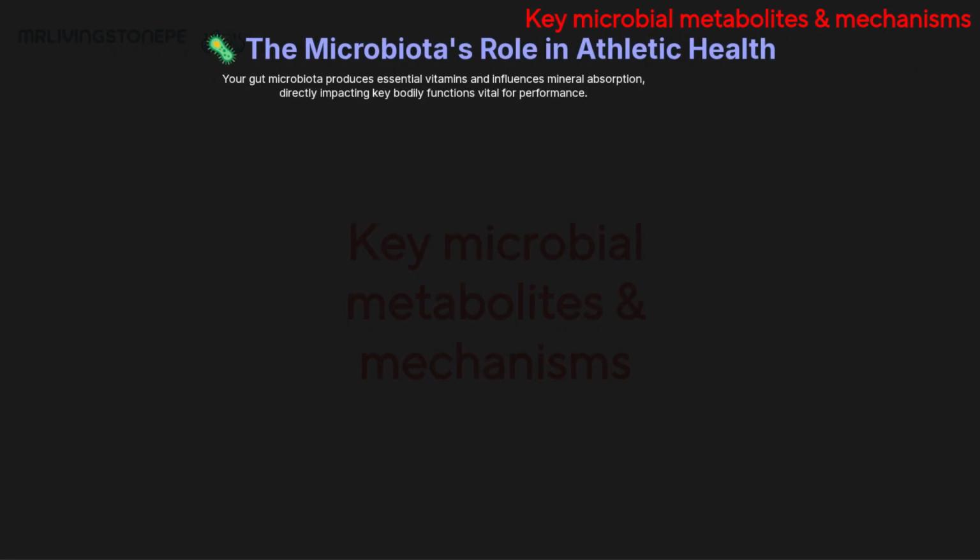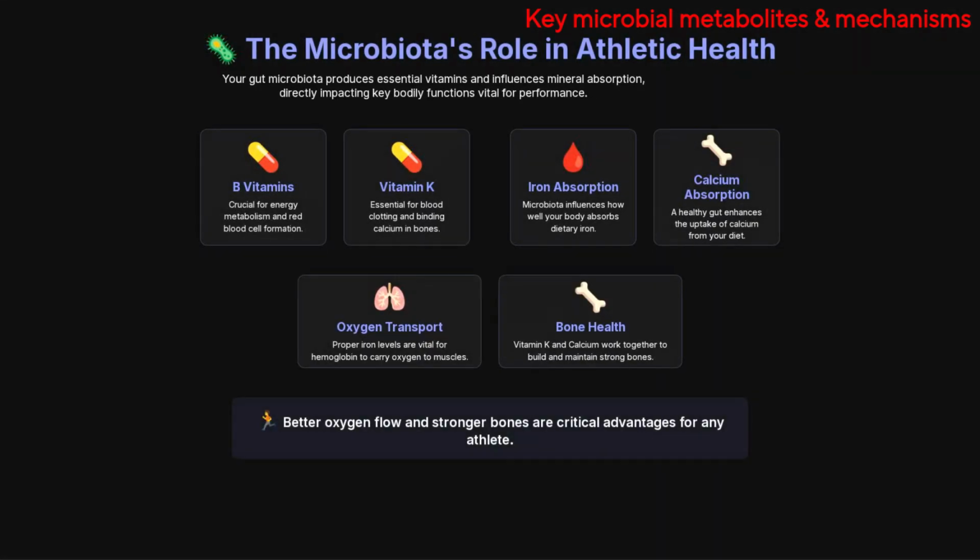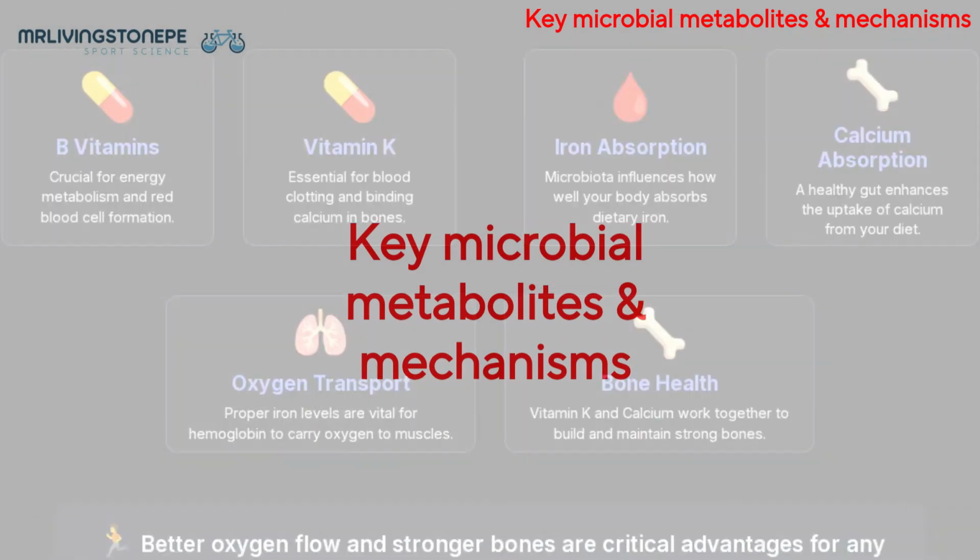The microbiota also makes certain B vitamins and vitamin K and influences how minerals like iron and calcium are absorbed. These functions matter for oxygen transport and bone health, both important for athletes.